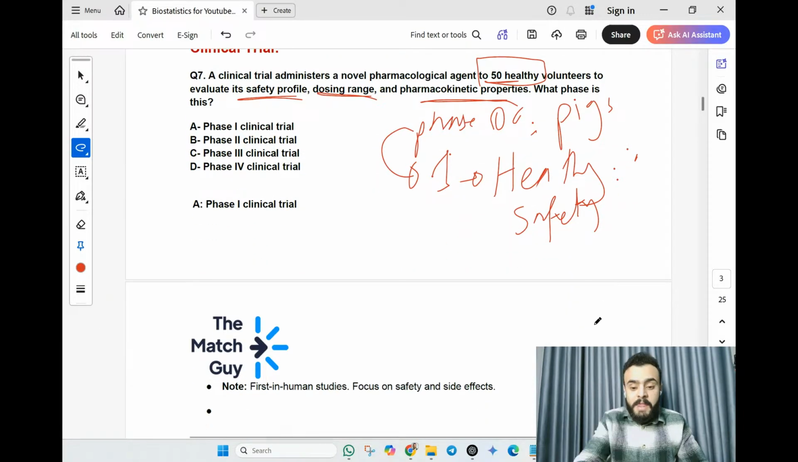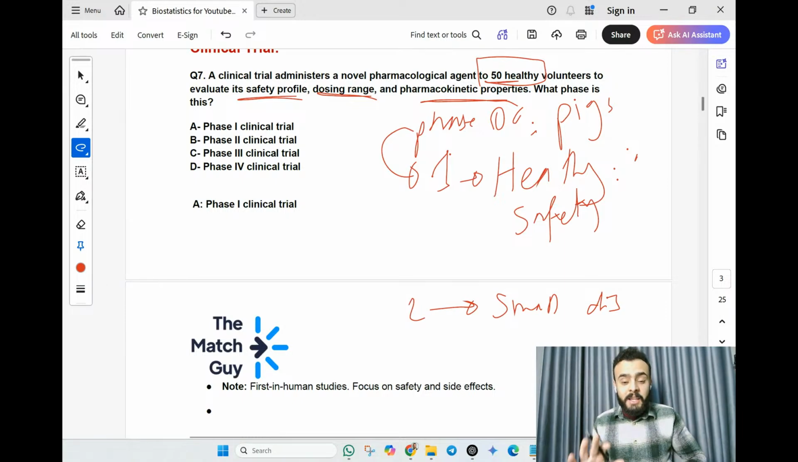Clear? Then comes phase 2 clinical trial. Phase 2, a small number of diseased people. It collects many things. It collects some safety, some efficacy, and administration, dosing range, also in diseased people. Okay, if it succeeded, we will go to phase 3.